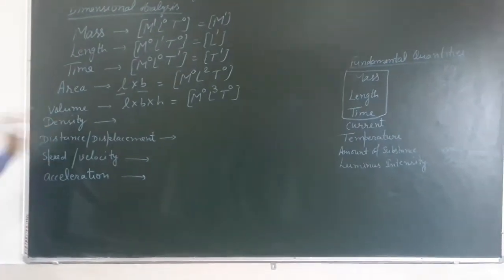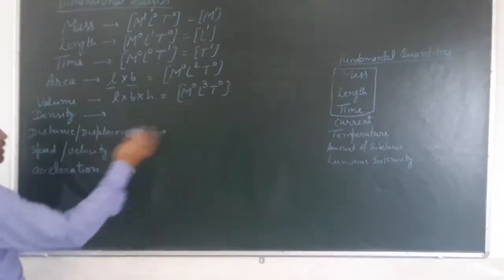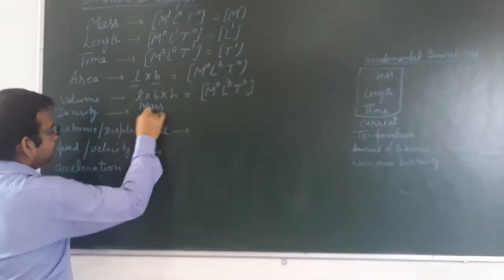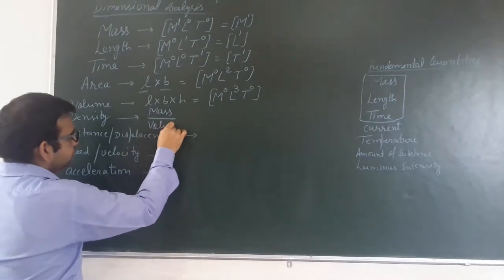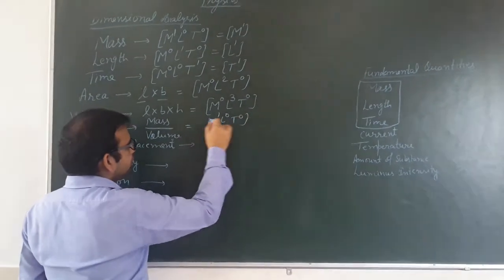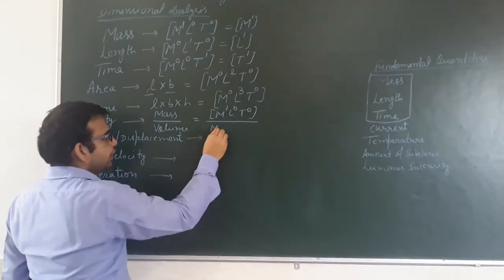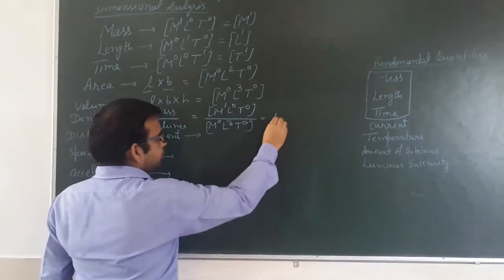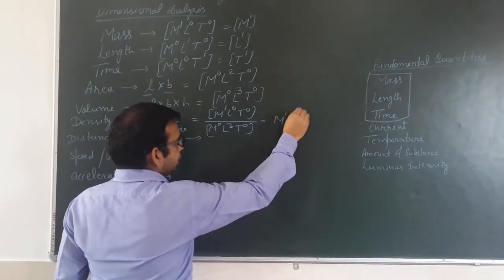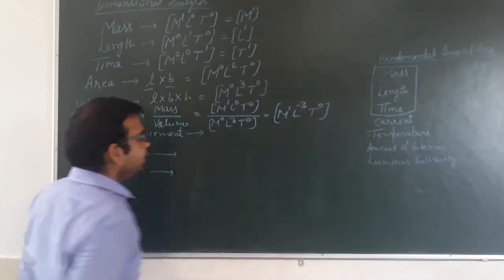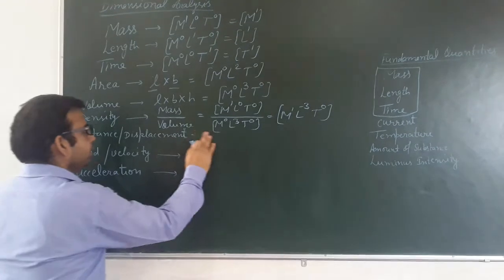Now we can also represent density in terms of these basic fundamental quantities. Density is mass upon volume. So mass is M1, L0, T0 and volume is M0, L3, T0. So when we solve it, L3 is in the denominator, so it will be minus 3. M1, L minus 3, T0.